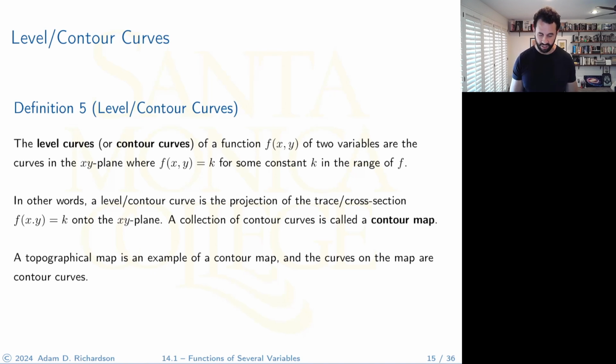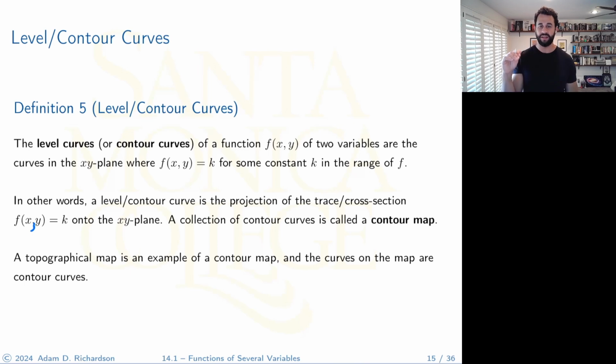So a level curve or a contour curve of some function of two variables. These are the curves in the xy plane where f of x, y equals k for some constant k in the range of f. So maybe more intuitively, a level curve or a contour curve is the projection of the trace f of x, y equals k. Sorry, tiny typo. There we go. It's the projection of the trace onto the xy plane.